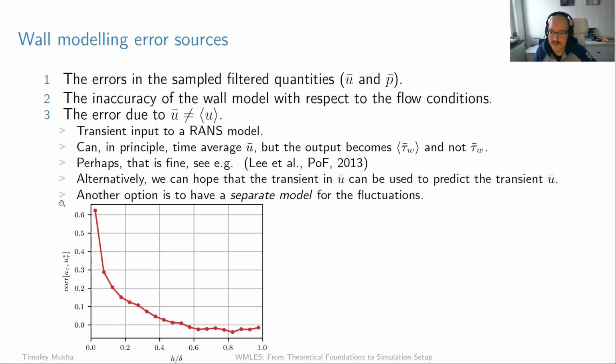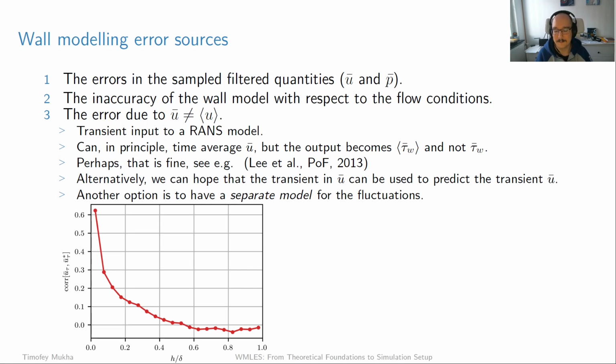Now there is, of course, another option, and that is to try to build some separate model for the fluctuations. So we're going to use our RANS model with a time averaged input, and that is going to give us a good prediction of the mean quantity. But we also want to employ some kind of separate model, which is going to model the fluctuations around the mean, which is not going to be a RANS model, obviously. And the question is, what is that model? I don't know. But that's an approach which is reasonable to pursue and try to develop.